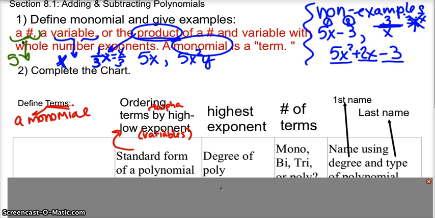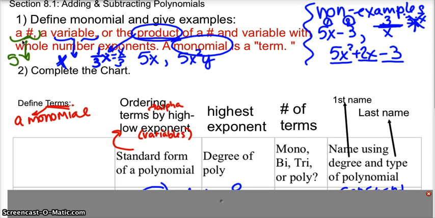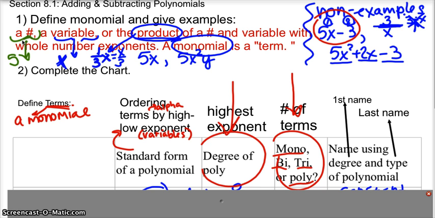When we talk about the degree of a polynomial, the degree will be the highest exponent you see. Whether it is a monomial, a binomial, a trinomial, or a polynomial is based on the number of terms. So the example that I'm circling in red is a binomial because it has 2 monomials. It has 2 terms. And when we name a polynomial, we're going to name it based on its degree, whatever is in this column, and based on its number of terms, whatever is in this column. It's going to have a first name and a last name.